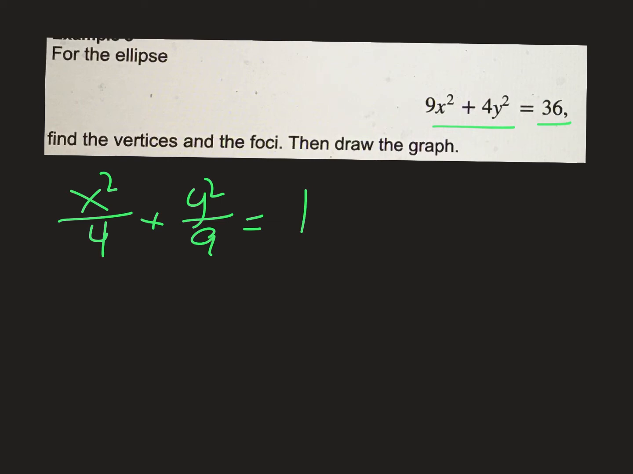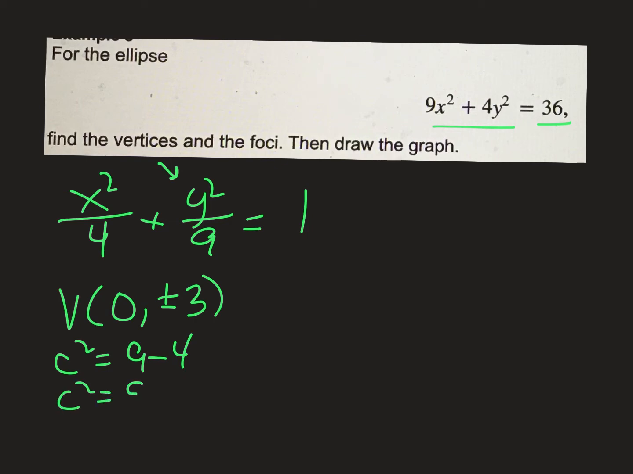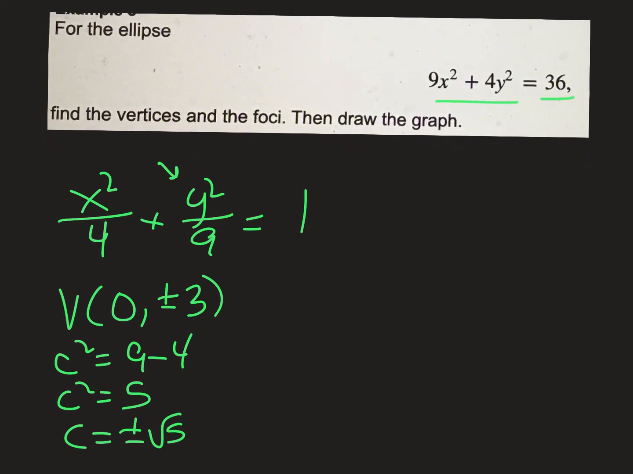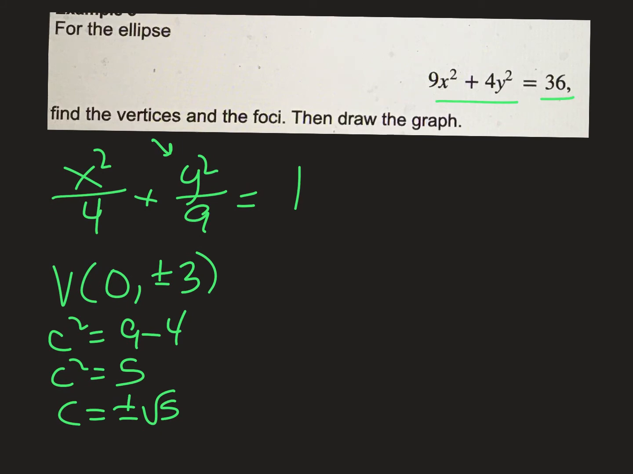All right, now, because the bigger number on the denominator is underneath the y, that's the major axis, which means the vertices are going to be at 0, plus or minus the square root of 9, which is 3. To find the foci, I'm going to do c squared equals a squared minus b squared, which is the big number minus the small number. 9 minus 4 is 5, which means the two foci are going to be at plus or minus the square root of 5. And they're always on the major axis, so they're going to be on the y-axis. So the way you would write that is: the foci are at 0, plus or minus the square root of 5.